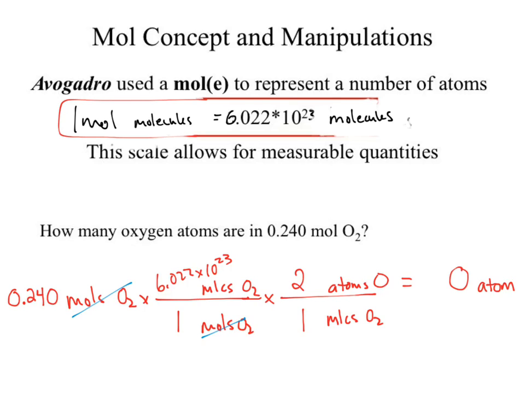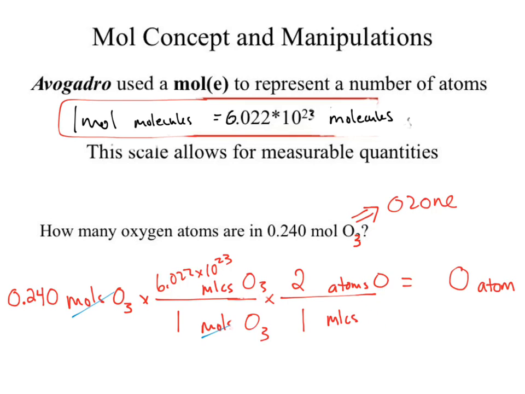What if it was O3? Let's switch that up again. How many oxygen atoms are in 0.240 moles of O3? What's the name for O3? That was just kind of a long shot, so good job on you for getting that. It's ozone. How many oxygen atoms are in ozone? What would we have to change with our units? Every place that was O2 needs to become O3.